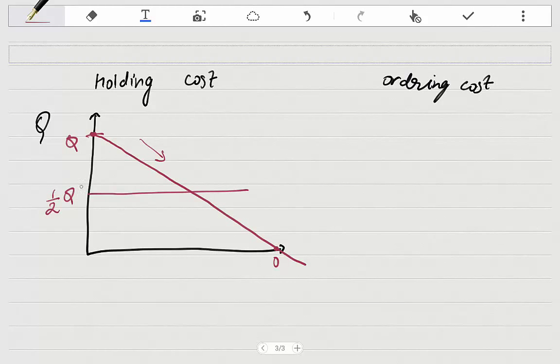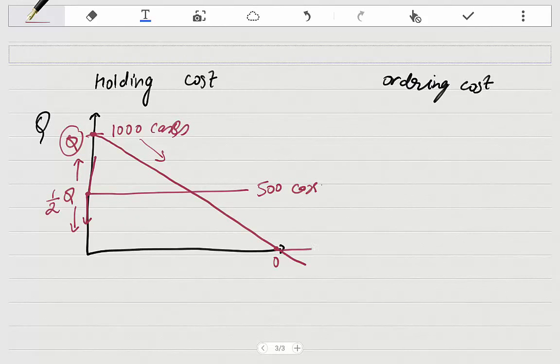1/2 of what you ordered is going to be your average inventory. Half the time you would have more than half Q. Half the time you would have less than half Q. So on average, if you order Q, let Q be whatever the number. Say you decide to order 1,000 cases every time. On average you'll hold 500 cases. That is, half the time you'll have more than 500 cases, half the time you'll have less than 500 cases. Okay, does that make sense?